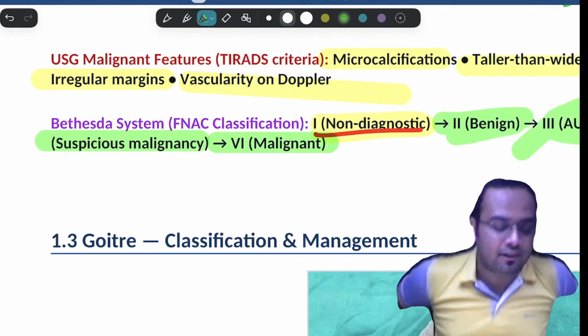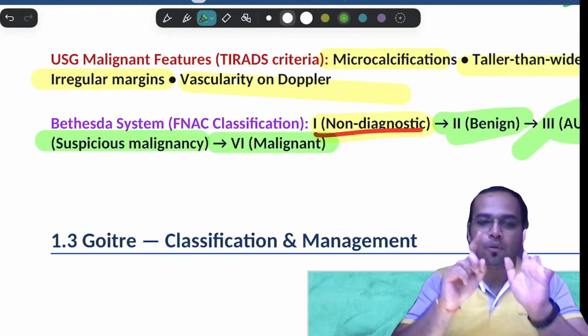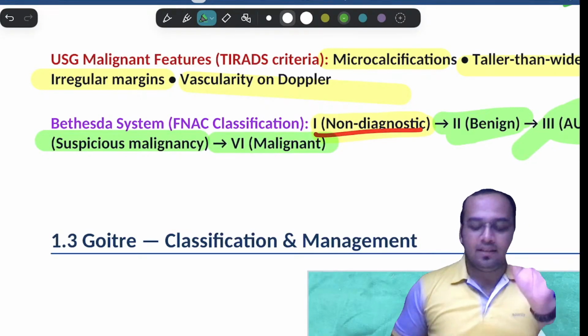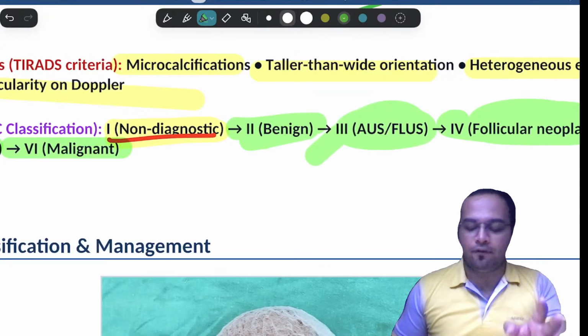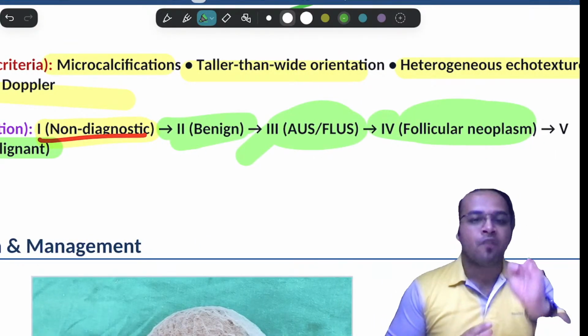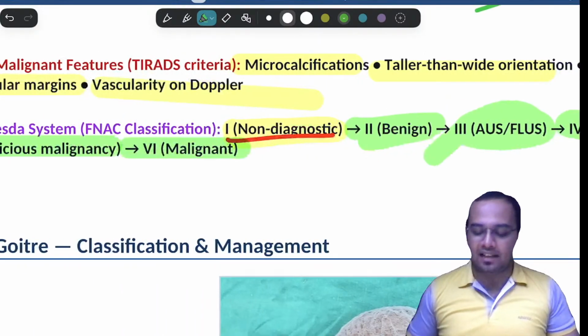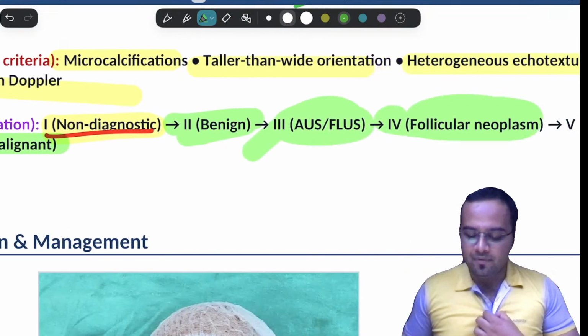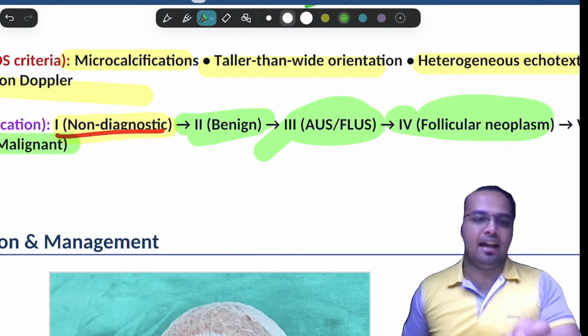So Bethesda ने क्या किया? Bethesda ने classify करते वक्त 6 system में classify किया. So what are those 6 systems? 1 is non-diagnostic, 2 is benign, 3 is atypical or follicular lesion of unknown significance. So you don't know if it is malignant or not. 4th is going to be a follicular neoplasm. 5th is suspicious malignancy. 6th is malignant. So clear है इसके आगे क्या करना है.